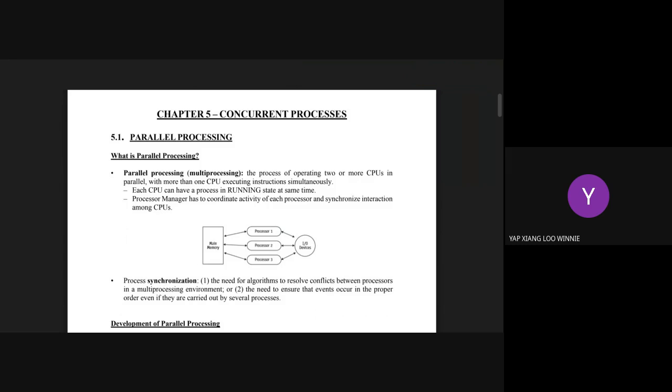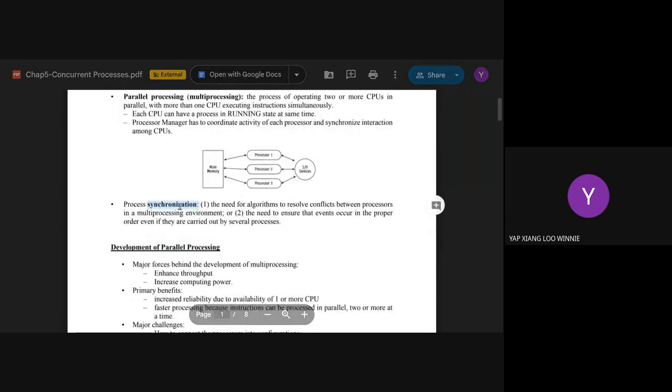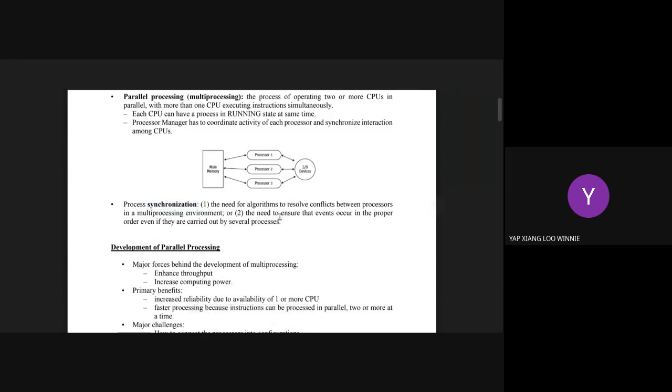With three CPUs, you need to decide that CPU 1 is going to run one process, CPU 2 is going to run another process, and CPU 3 is going to run maybe process D, to make sure they don't clash with one another. That's why synchronization is required. There are two reasons. First, synchronization is used to resolve conflicts between processors. Second, we want to ensure that all the events occur in proper order. This is the major thing.